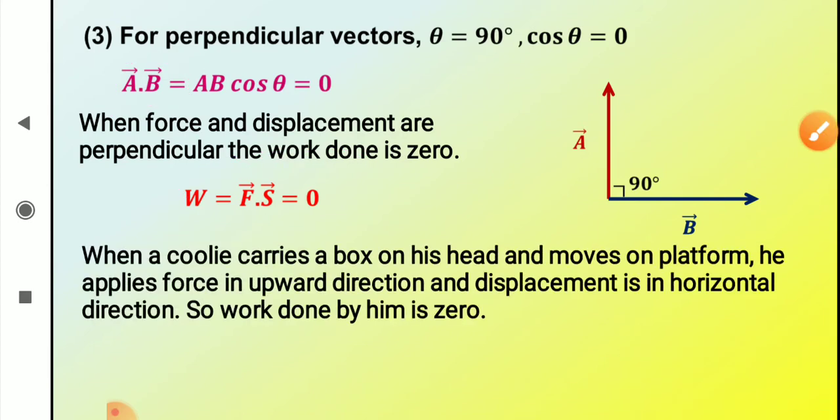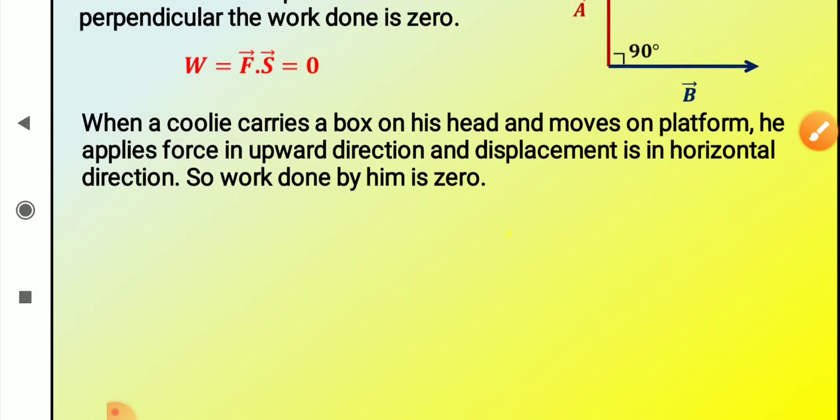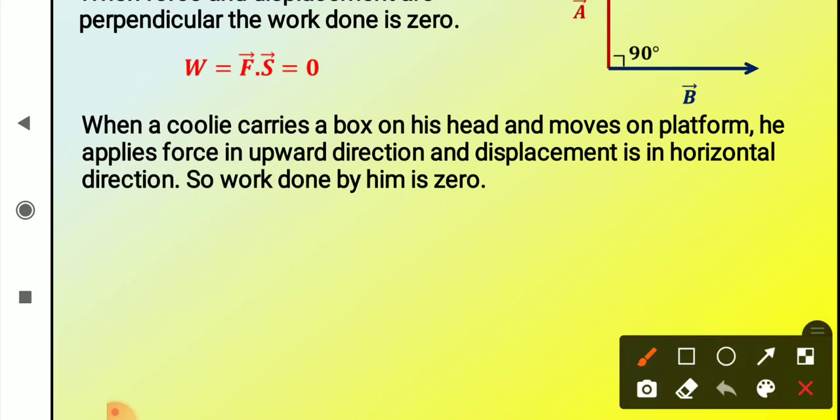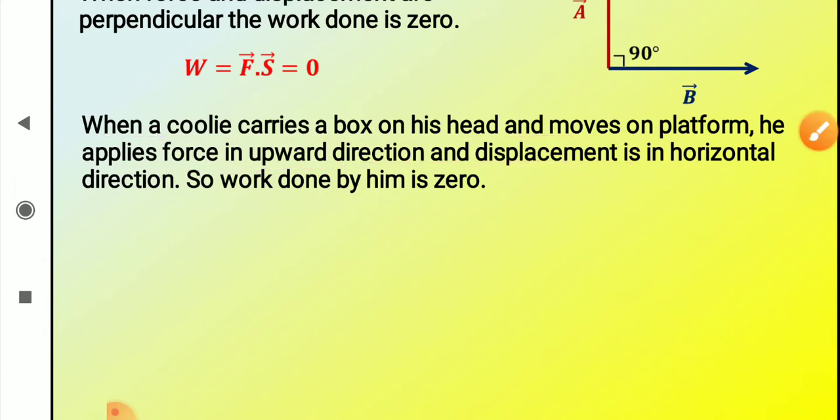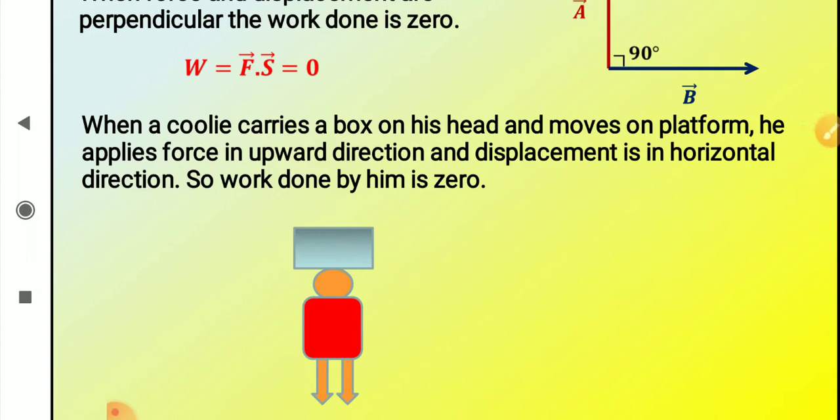And a very good example, and you know this example already. When a coolie carries a box on his head and moves on a platform, he applies force in upward direction and displacement is in horizontal direction. So the work done by him is 0. See, look at it. I have shown you a coolie and a box on his head.